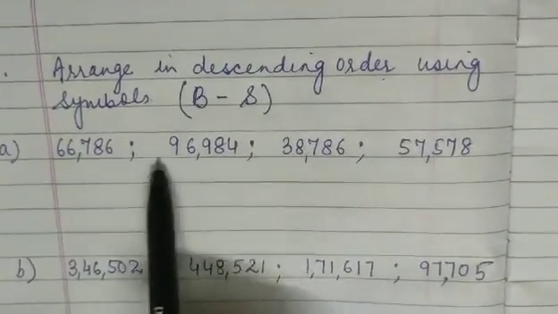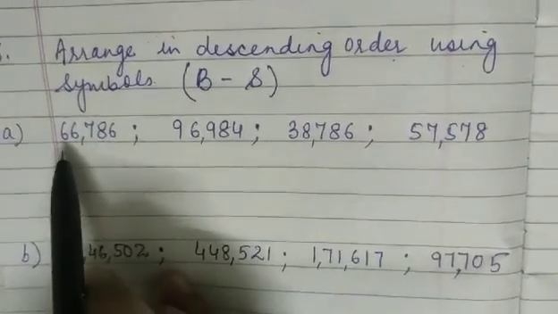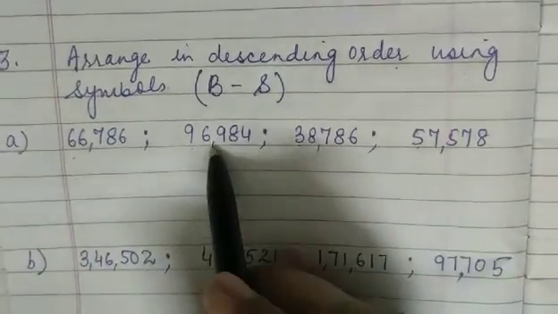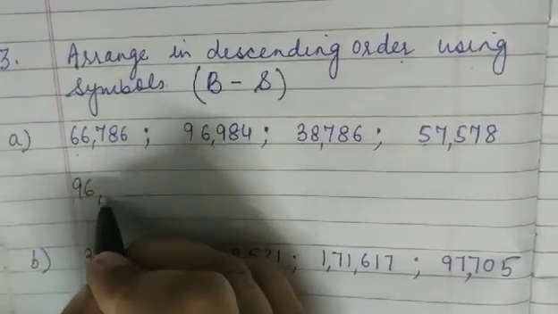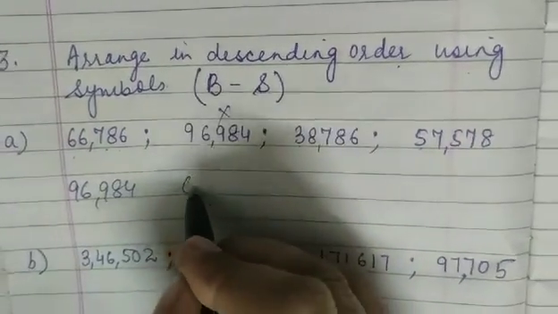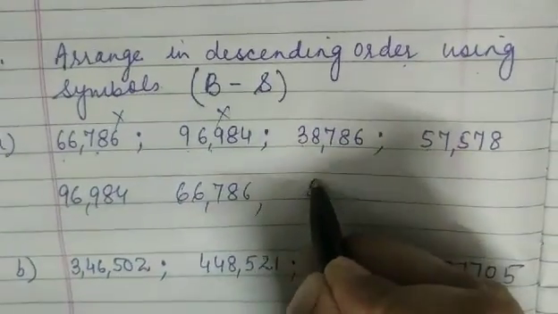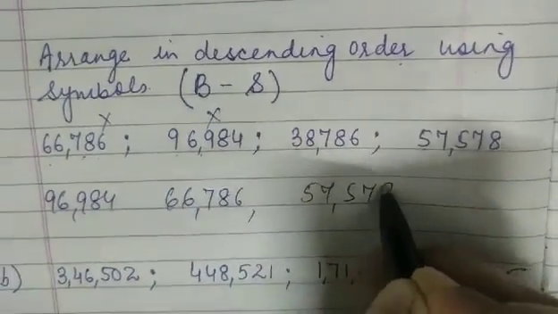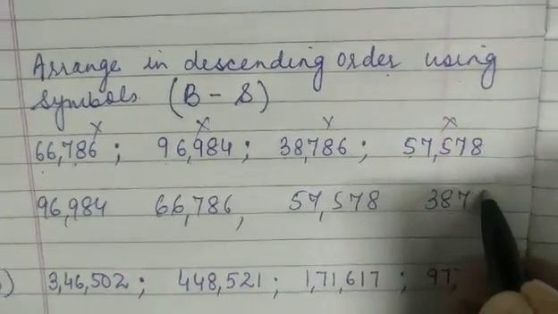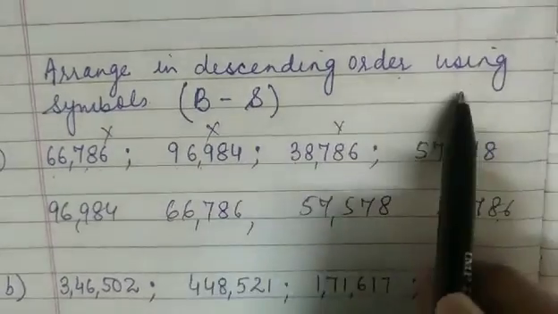5 digit, 5 digit, 5 digit, 5 digit. The number of digits is the same. So we will start comparing the numbers with the first digit: 6, 9, 3, 5. The biggest first digit is 9, so 96,984. The next one is 6, 66,786. Then the next one is 57,578, and the last one is 38,786. Biggest to smallest.